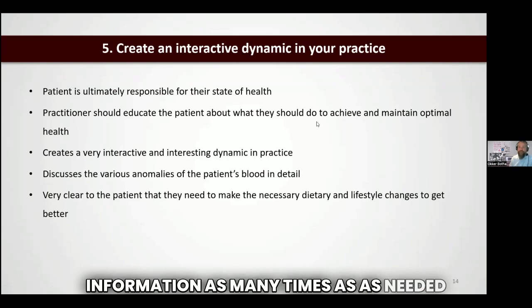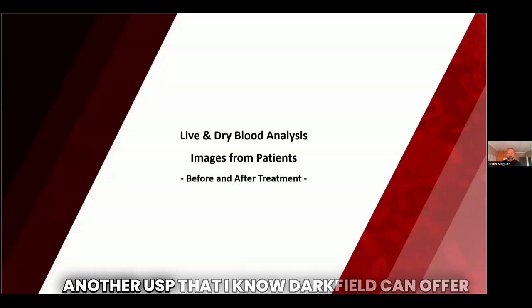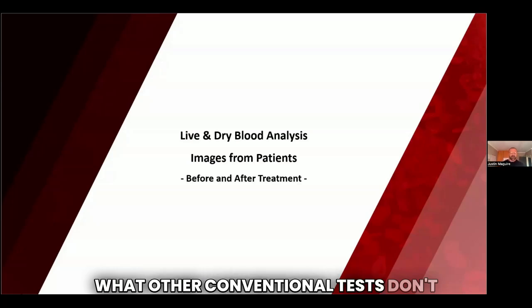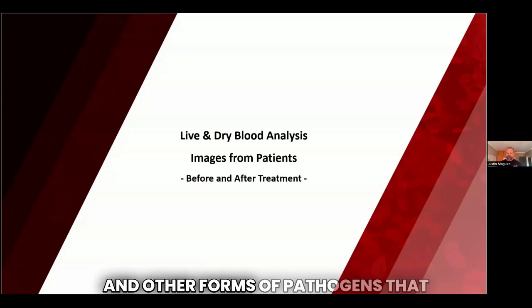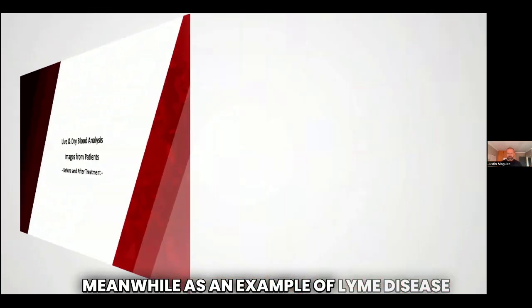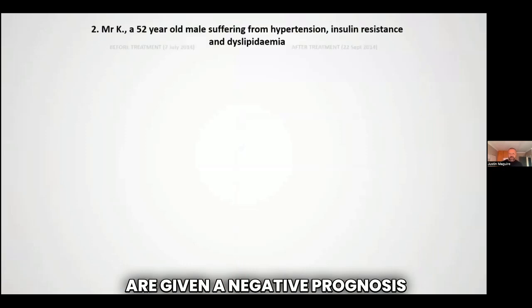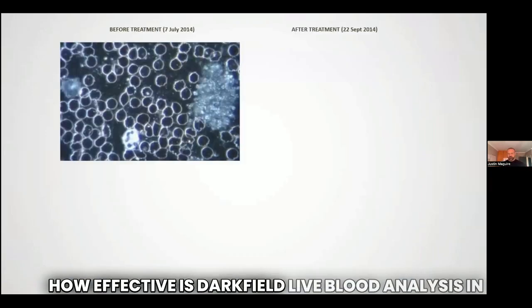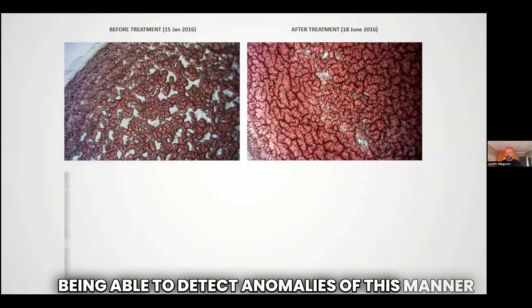Just another question, if I may, with regards to another USP that I know dark field can offer, which other conventional tests don't necessarily have the sensitivity of spectrometry to do, is to detect your cell wall deficient bacteria and other forms of pathogens that often come up with a negative status. Meanwhile, as an example of Lyme disease, many are suffering from the symptoms, but are given a negative prognosis. How effective is dark field live blood analysis in being able to detect anomalies of this manner?